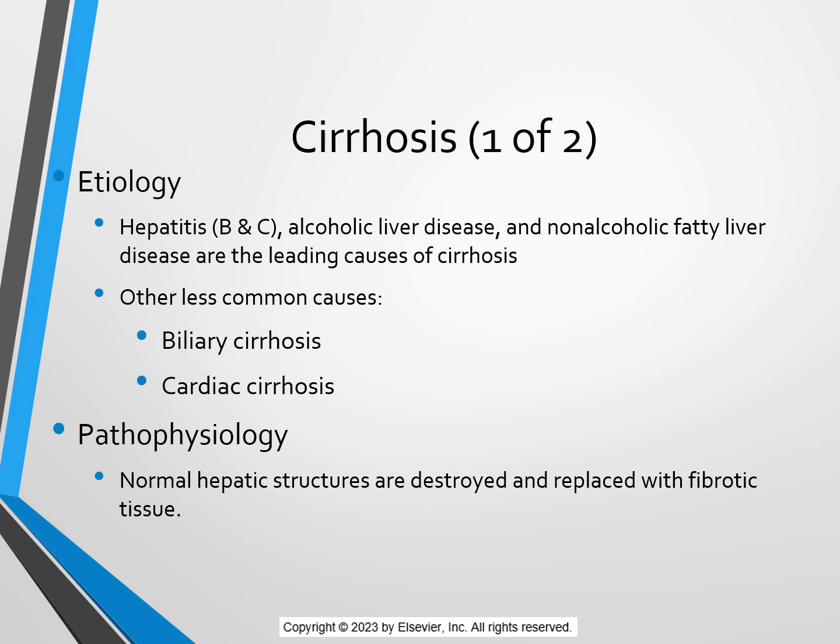Whatever the cause, in cirrhosis, the liver cells are damaged, causing altered function, blood flow, and structure. Cirrhosis is a progressive, chronic disease of the liver. Normal hepatic structures are destroyed and then replaced with fibrotic tissue. Late cirrhosis is considered irreversible.